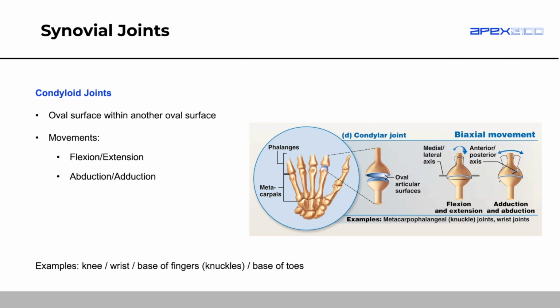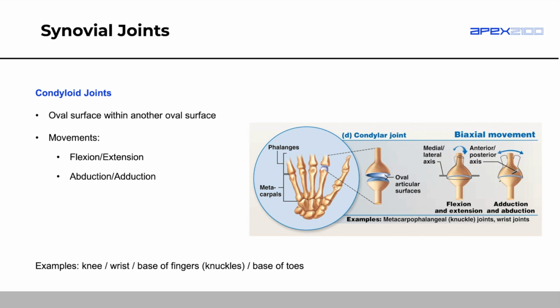Okay, a condyloid joint is an oval within another oval. So they do flexion, extension, abduction, and adduction. Now, if you think about an oval within an oval, it can flex, extend, it can abduct, adduct, which means move out to the sides, but it can't rotate. And that's a key feature of condyloid joints. An oval within an oval cannot rotate like a circle within a circle can.